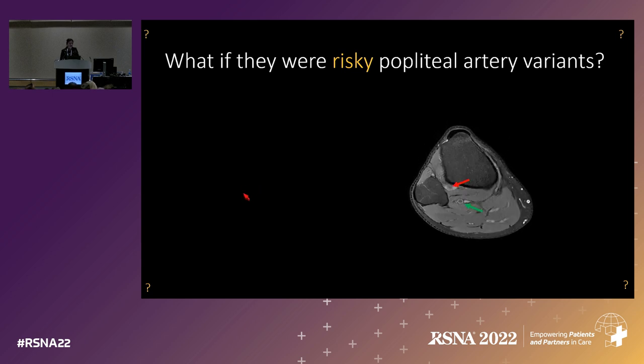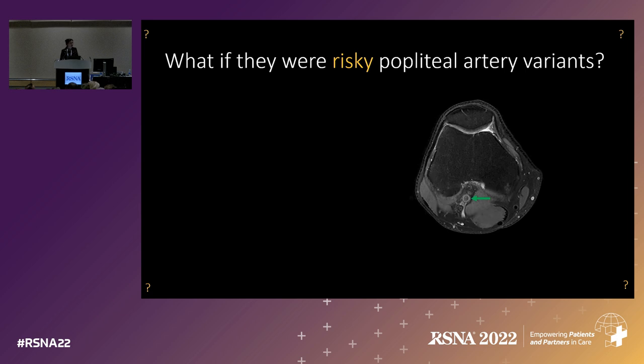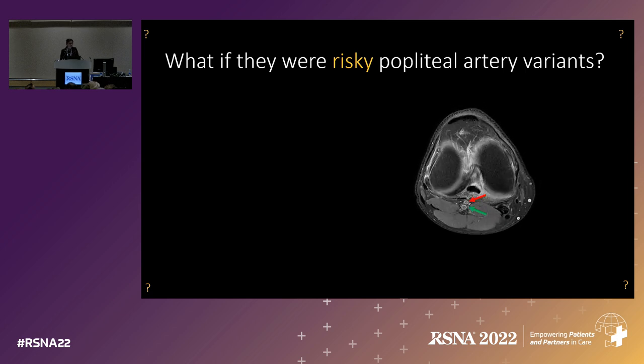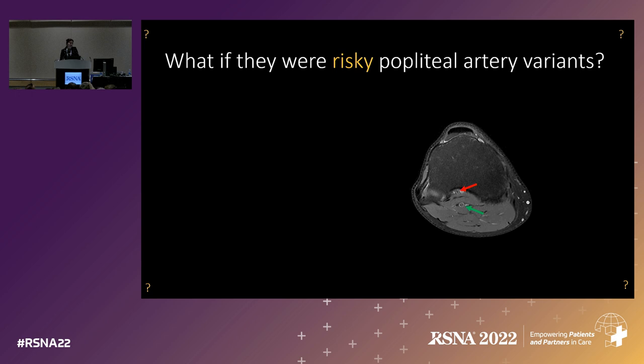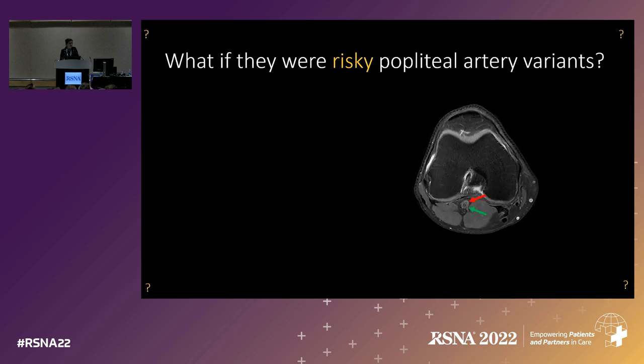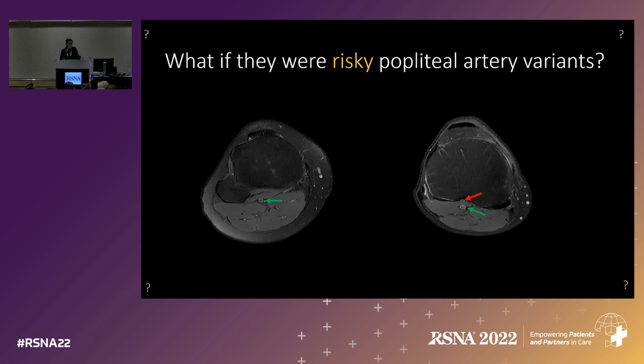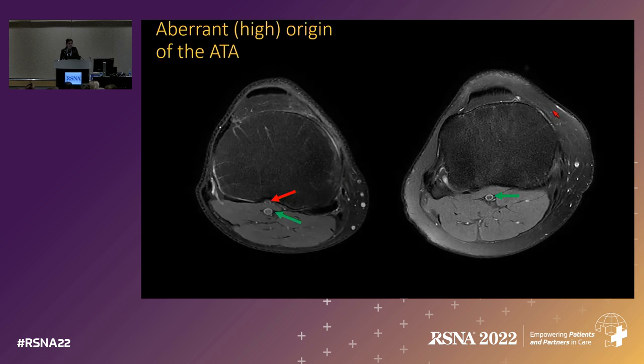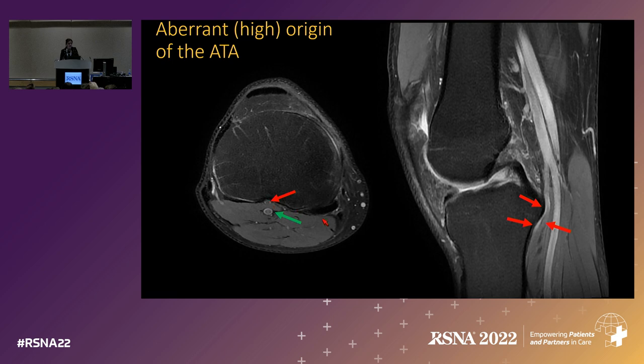This patient has what we call a high or aberrant origin of the anterior tibial artery. It comes off really high and sits in front of the popliteus and runs down underneath the popliteus all the way down into the calf. Now again, why do we care? We've got this very different appearance. This one is the popliteal artery, where the anterior tibial hasn't come off yet. Lots of nice space between that artery and the back of the bone. And then here is that anterior tibial artery. And again, you can see how far this thing really just hugs the posterior cortex of the tibia.